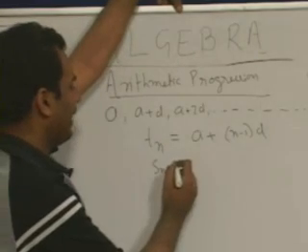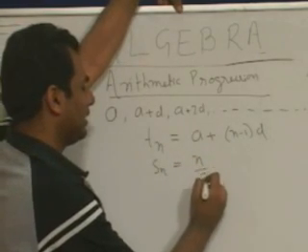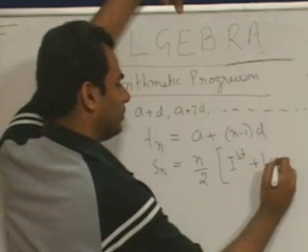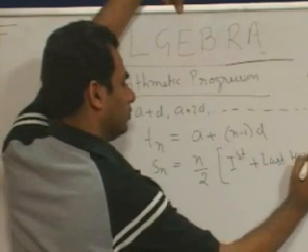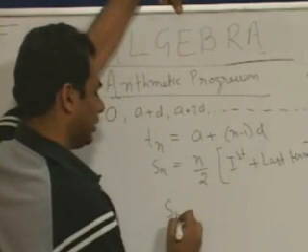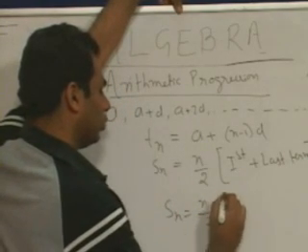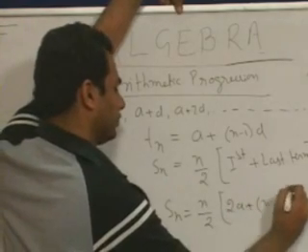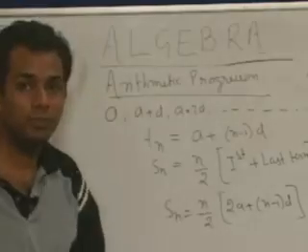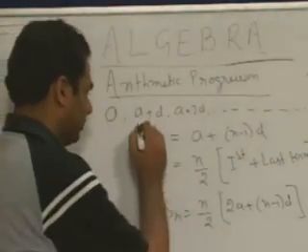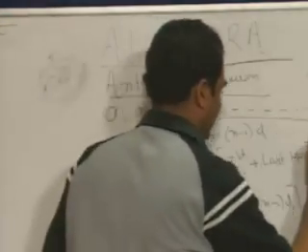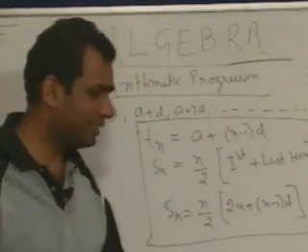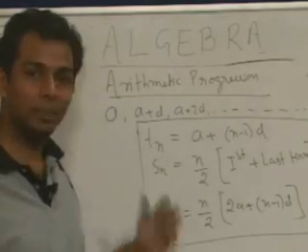Now remember that the sum of n terms of an arithmetic progression series is n by 2 into (first term plus last term), which in turn is nothing but Sn is equal to n by 2 into (2a plus (n minus 1) into d). So basically these are the three important formulas when we are discussing the arithmetic progression series. Let's take a couple of questions based on the arithmetic progression.